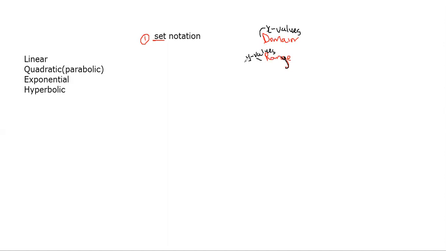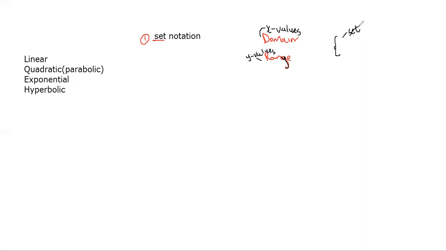In a set, we have different brackets. We have brackets that are like this. We use this bracket for sets. When you see this bracket, it represents a set. Set simply means package, everything.